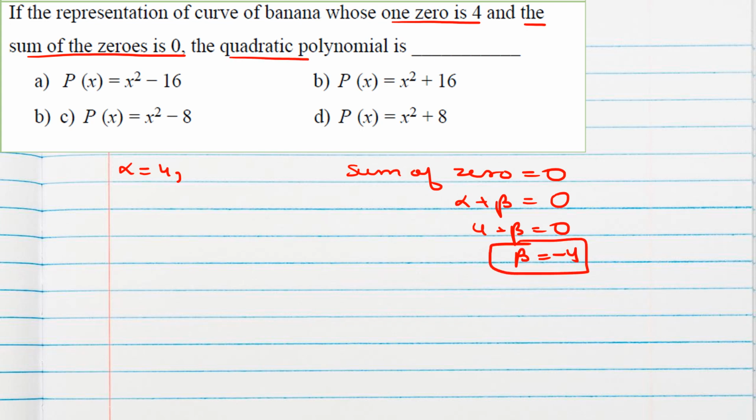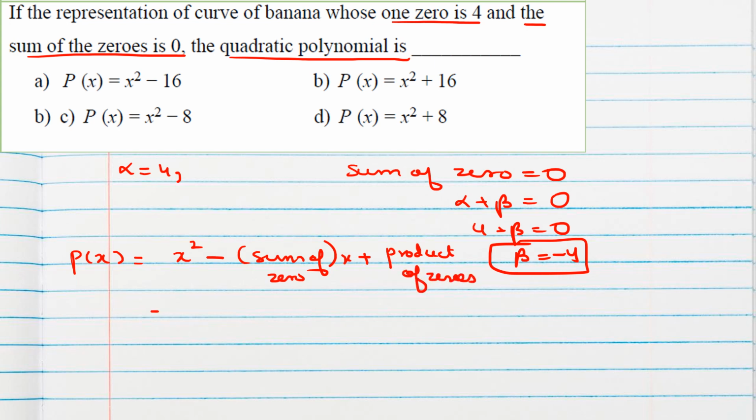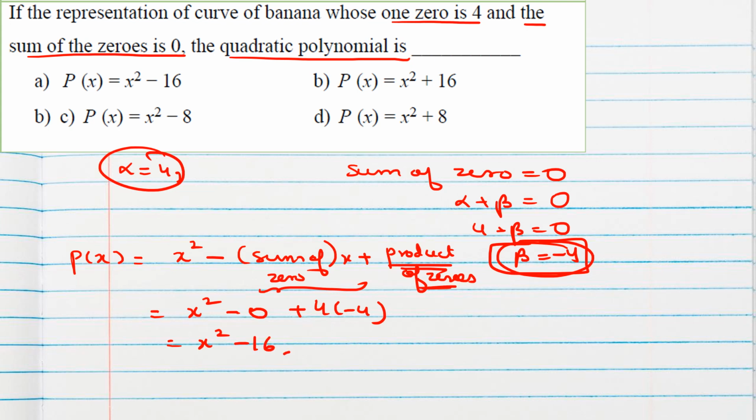Okay. Quadratic polynomial we should find. So we know the quadratic polynomial is given by x square minus sum of zeros into x plus product of zeros. The constant term is the product of zeros, isn't it? So the sum of zeros is 0, so this term will go, plus the product of zeros. So one zero is 4, another one is minus 4. 4 into minus 4. So x square minus 16, because the x coefficient is not there. So x square minus 16 is there in option A. So option A is correct.